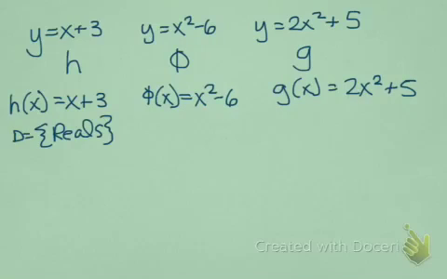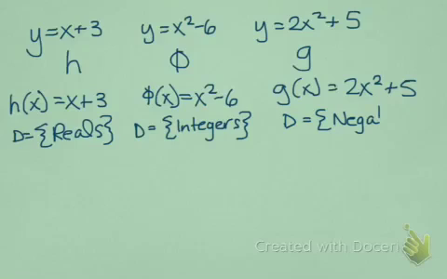So what we're going to do is use these functions and perform certain operations on them. Before we do that, we need to identify the domains. We're just going to pick some arbitrary domains. So the first one is reals, the second one is integers, and the third one will be negative integers. And the domains will come into play in just a little bit.